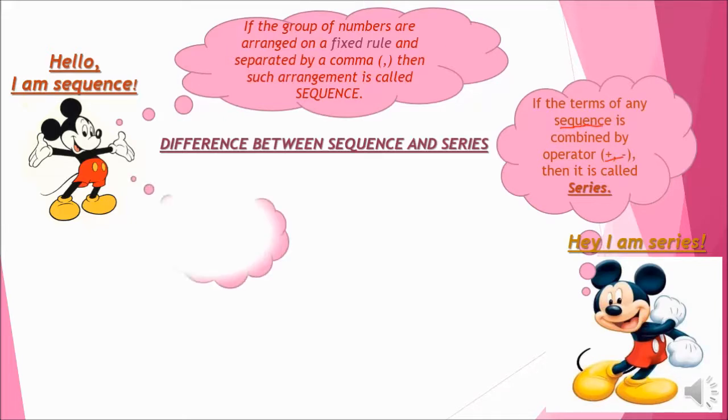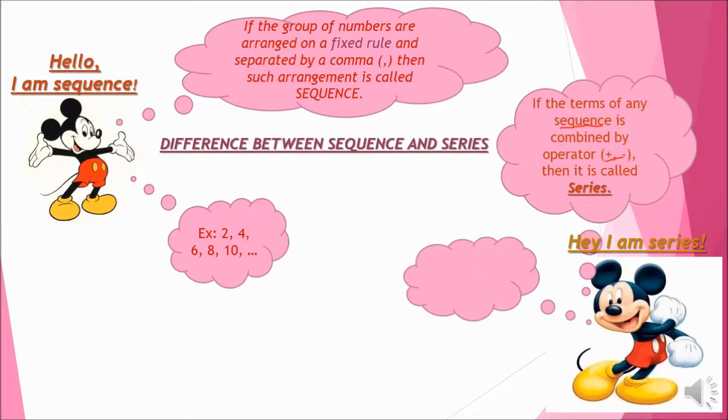Now the example of a sequence. You can see the example 2, 4, 6. It is a sequence because the terms are arranged on a fixed rule, as the gap is 2, isn't it? So easily we can find the next terms, 14 and 16 and so on. There is a fixed rule, and they are separated by commas.